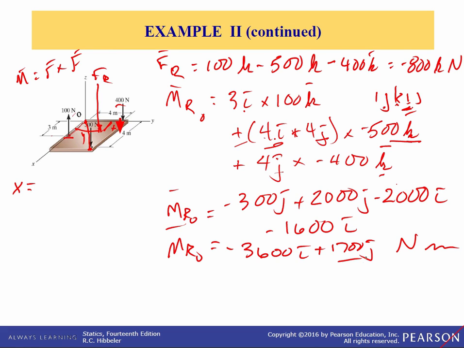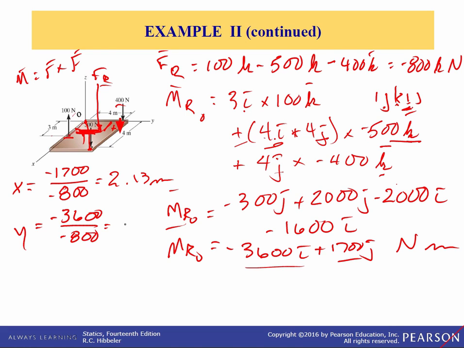So it is equal to 1,700 divided by the summation of forces, which is 800, and it's actually minus signs in both of those. That's 2.13 meters. Now in the y direction, that y distance times the resultant force is going to tend to produce a moment about the x-axis, so we only need the x component of the moment vector. That would be minus 3600 over minus 800, and that's 4.5 meters.